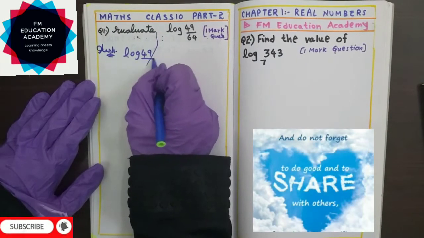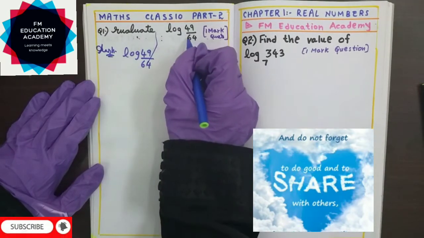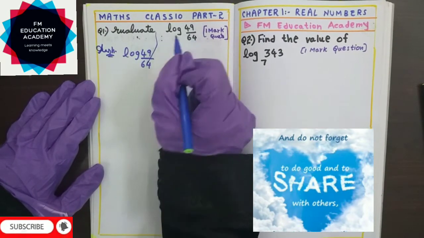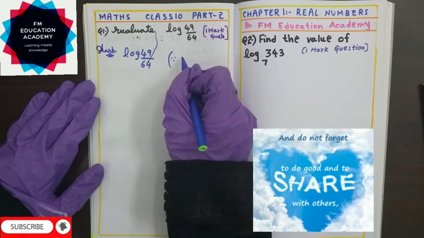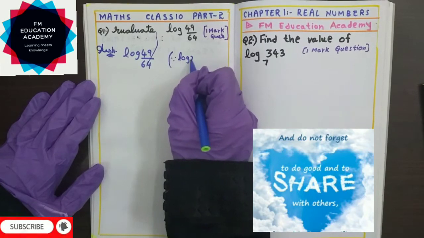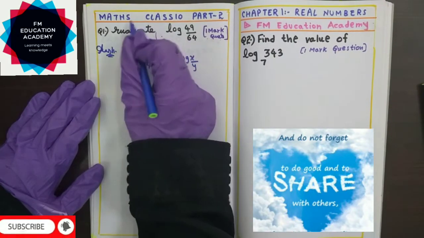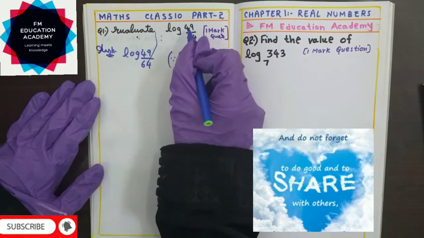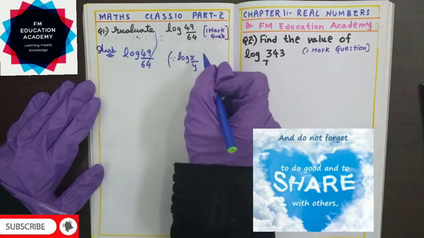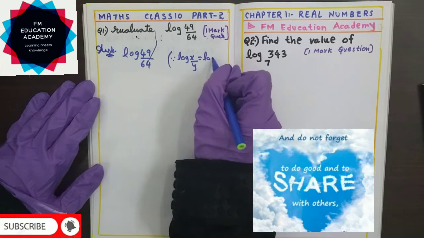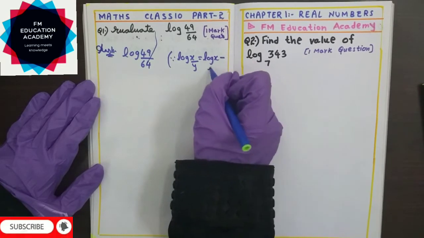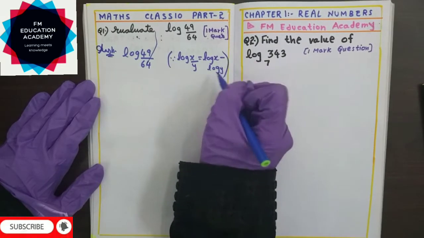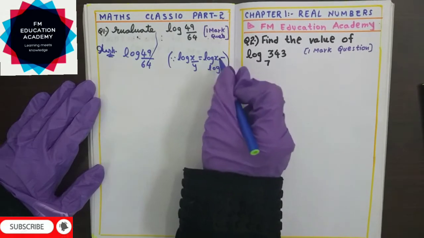So if you observe here, log 49 by 64 is of the form log x by y. Observe here we don't have any base a, so no need to add base a. Evaluate means find out. So we need to find out the value of this log 49 by 64. So log x by y we know is log x minus log y. So we'll expand this log x by y as log x minus log y.